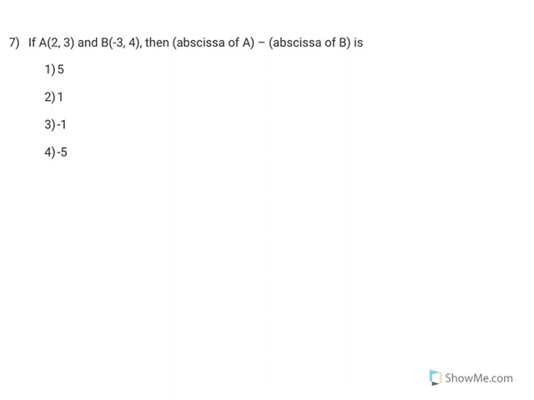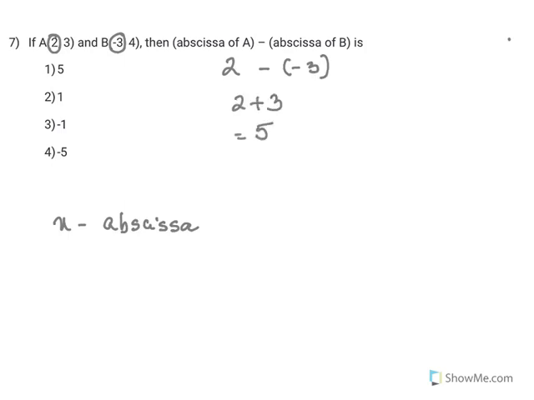For A (2, 3) and B (-3, 4), find abscissa of A minus abscissa of B. Now remember, the first coordinate, x, is the abscissa. Now the abscissa of A will be 2 minus the abscissa of B. Abscissa of B is the x-coordinate, that is minus 3. So minus of minus 3. So 2 plus 3, which is 5.